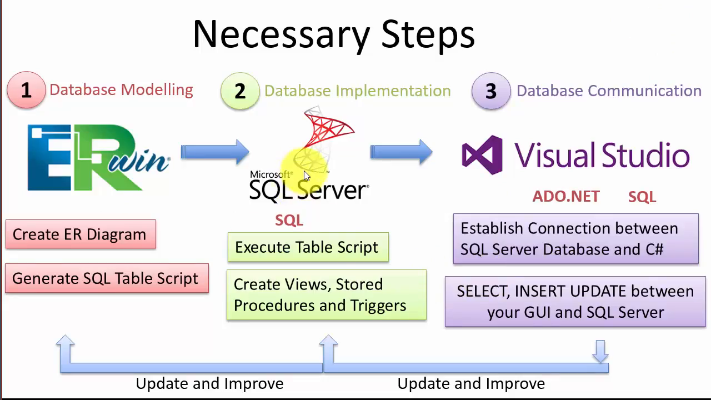Here is the procedure we will follow in this video. So we will start using Irvin. We will create an entity relationship diagram, and based on that we will create an SQL table script. And when the table script is finished, we will go to SQL Server and execute the table script within SQL Server. Then we can create necessary views, store procedures, etc. in order to make our database functional.